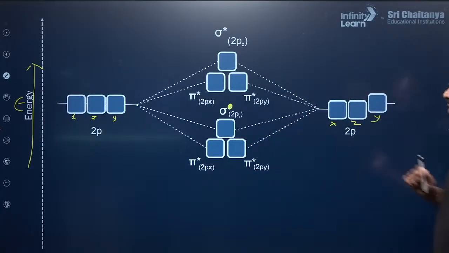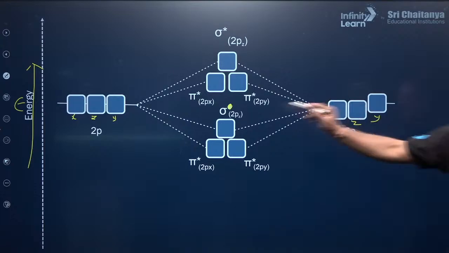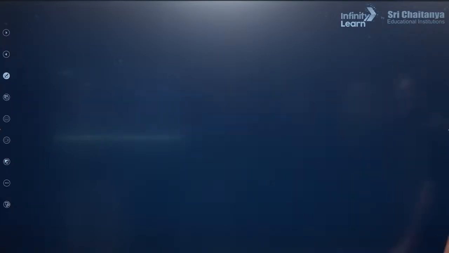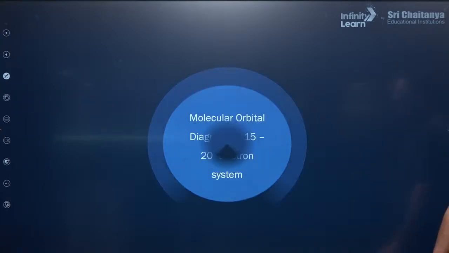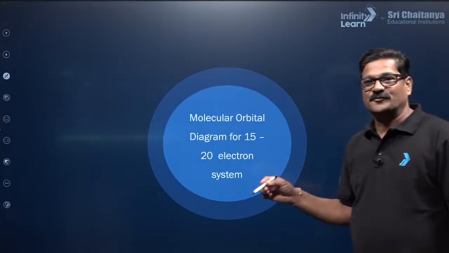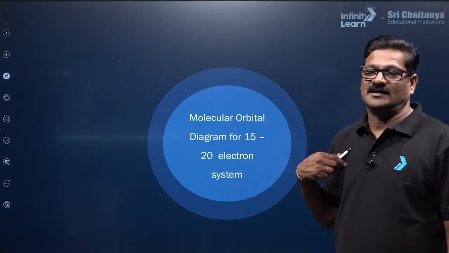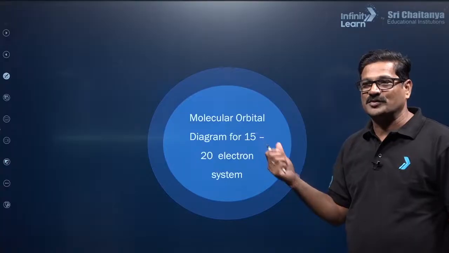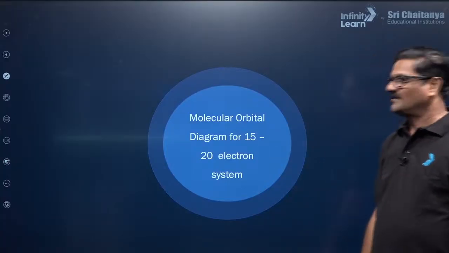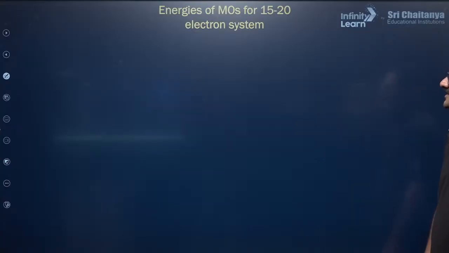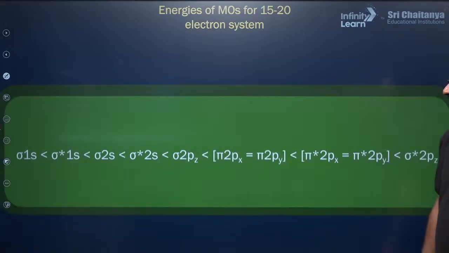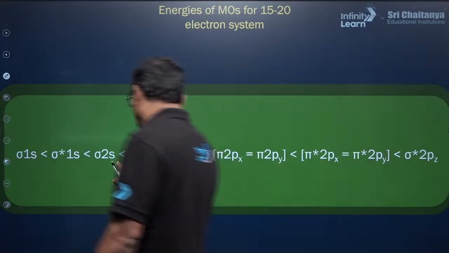Now this is atomic orbital, this is atomic orbital, and they are going to give the molecular orbital. Now, how do we write the molecular orbitals from oxygen onwards? After this I am going to show you the simple trick that you can use. What is the simple trick? First let us see here. That is going to be the only difference.